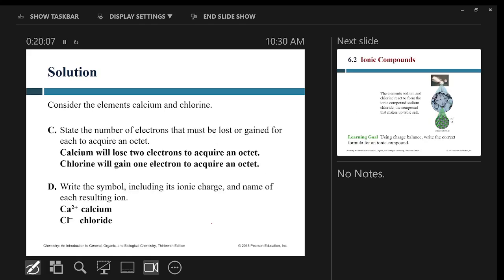One more electron than protons. Okay, we gained a negative charge. Yeah, we gained one negative. So these are again the symbols.